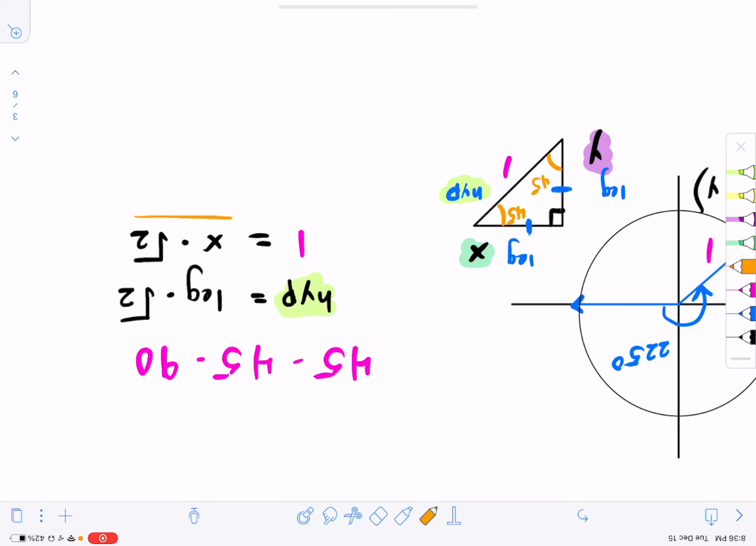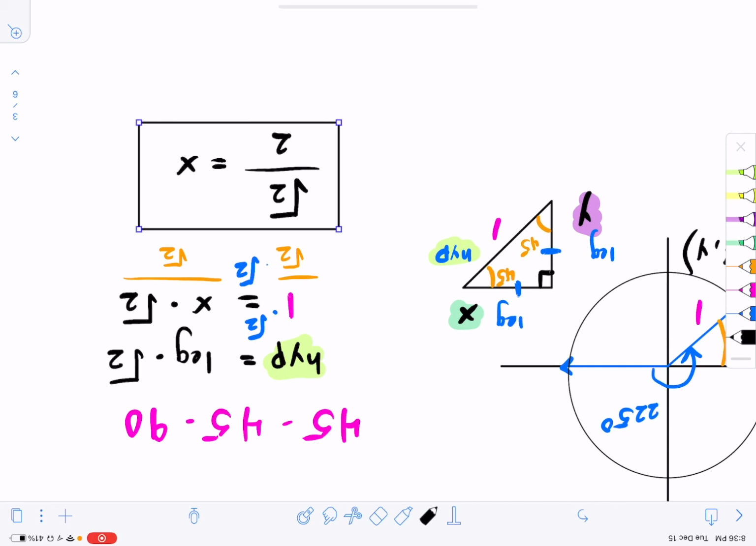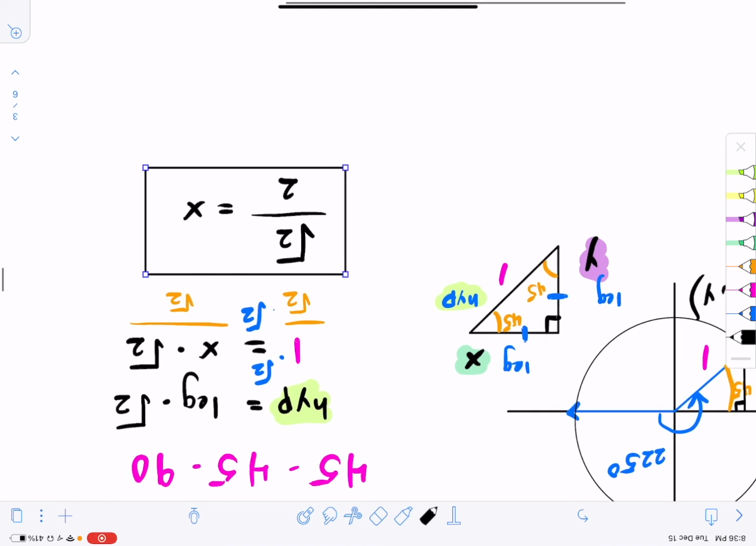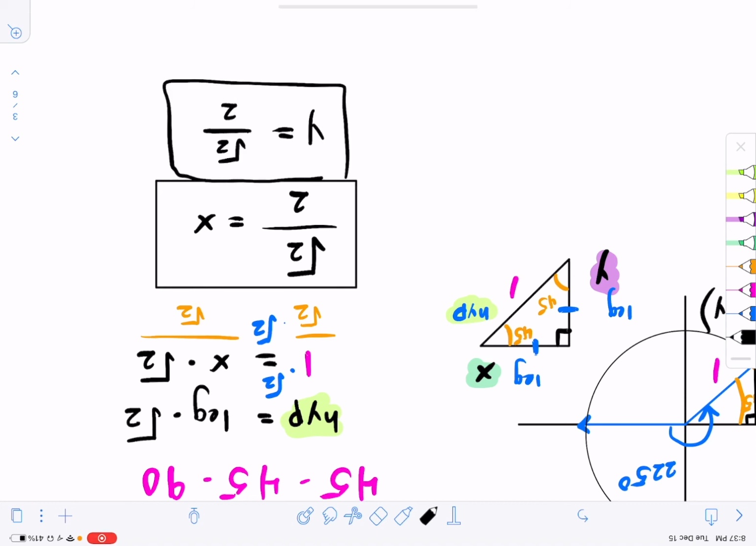If you solve for x, you're dividing both sides by the square root of 2. Just remember that you cannot have a square root in the denominator, so I need to multiply the numerator and the denominator by the square root of 2, giving me the square root of 2 over the square root of 4, which is 2. And that's equal to x. Recall that x and y are congruent, they are equal to each other. So if the square root of 2 over 2 is equal to x, then the square root of 2 over 2 is also equal to y.